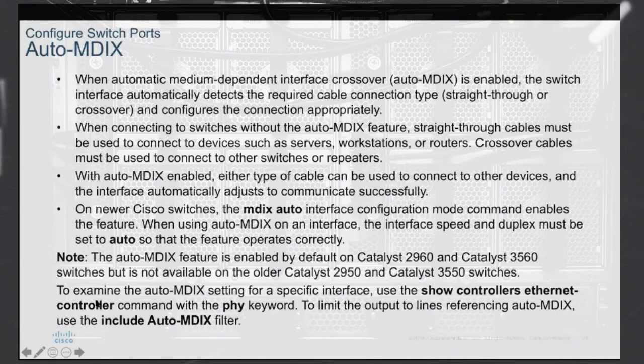Okay. To examine the auto MDIX setting for a very specific interface, you could use the show controllers ethernet-controller command with the phy keyword. This would not work on the 12.2 Cisco 2960, so I'd not be able to show you that. But again, in a nutshell, auto MDIX is used when you do not want to care about the cable that you use. It will automatically adjust the port to see the similar setting on both ends.